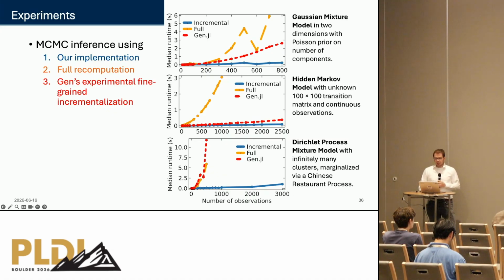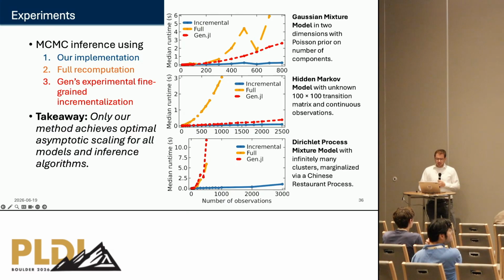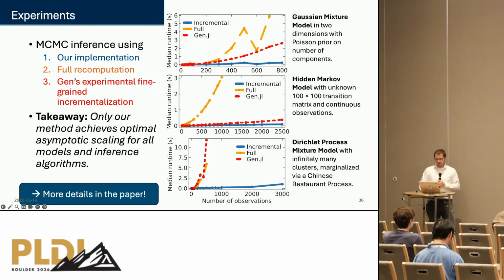Specifically, we compared our implementation with full recomputation and the experimental fine-grained incrementalization in the GEN system. And we evaluated several MCMC inference programs on a variety of models. And in the plots, you can see that our method in blue is faster than the other methods, and the running time grows more slowly in the size of the data. The takeaway is that our method is the only one achieving the same asymptotic running time as a manual implementation for all these benchmarks. And you can find more details in the paper.